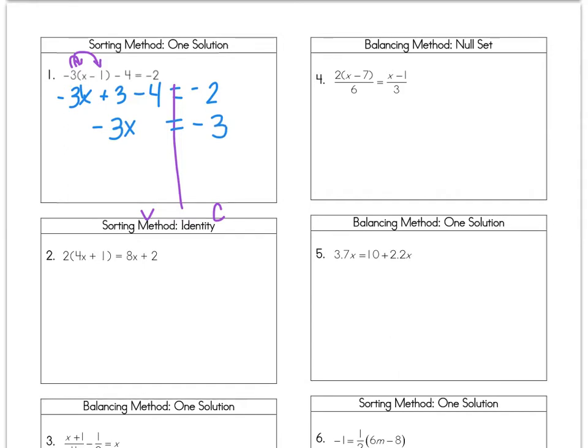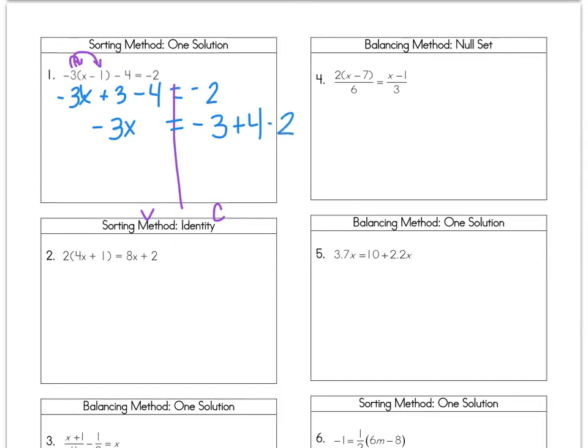So if we look at this -4 here, we can see that it does not have a variable, therefore it needs to move to the other side. But instead of being a -4, you got it, it's going to be a +4. And we have a -2 on the right-hand side of our equation. Is that on the constant side? Well, it sure is, so it's not going to change at all. So we're just going to bring down a -2.